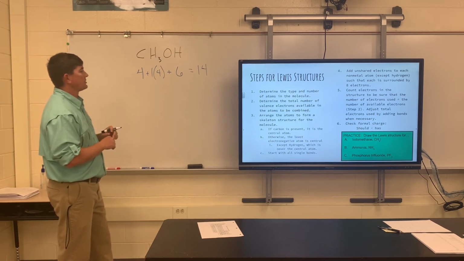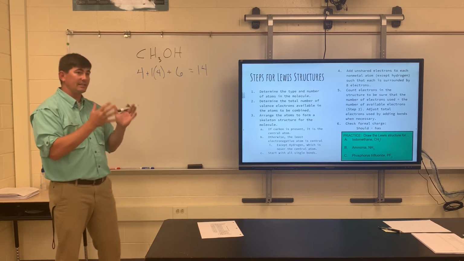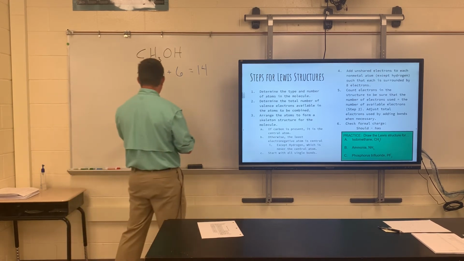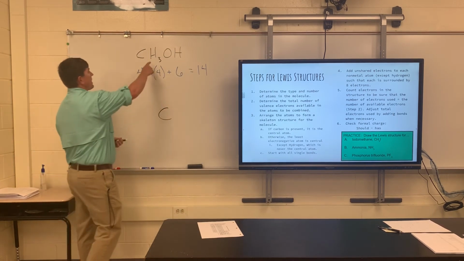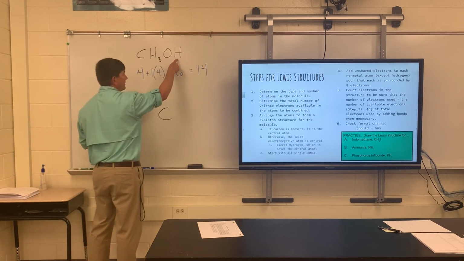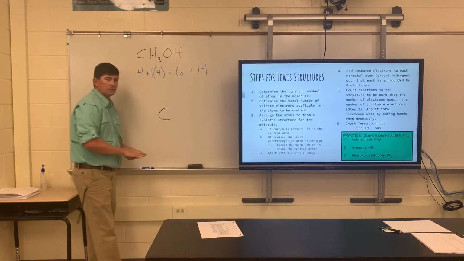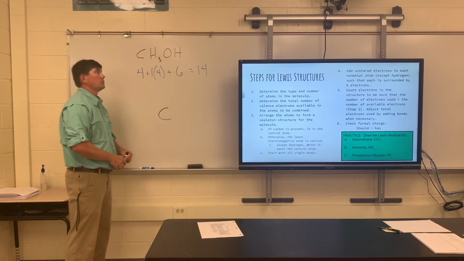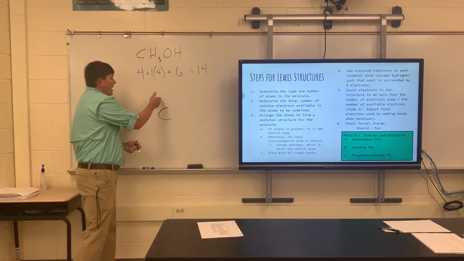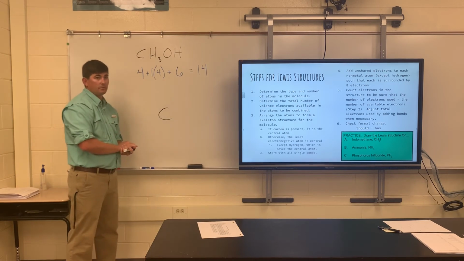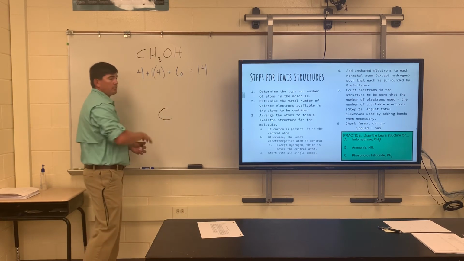Now, the next thing to do would be to build my structure. Remember, if carbon is there, it's the central atom. So I've got carbon. But what you will notice is that I've got 3, 4, 5 atoms beyond carbon. Well, carbon only has 4 sides, so without getting any weird exception kind of problems, that means I can only bond 4 things to carbon. Make sense? I have 5 things, so I can only bond 4 of them to carbon.